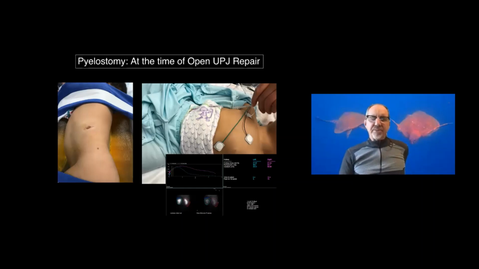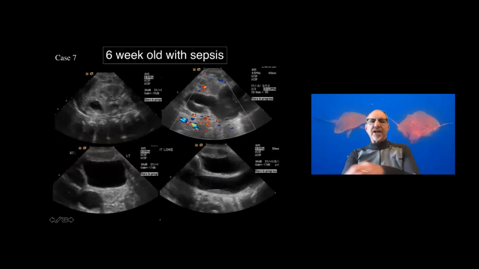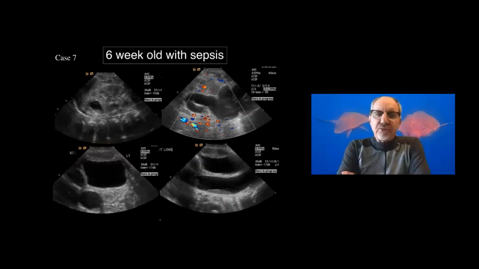I think a nephrostomy tube will decompress the system, but then what do you do? Because you're not going to fix it a few weeks afterwards. This way it takes all the pressure off the patient, the family, as well as yourself, and allows for excellent long-term success. All right, here's a 6-week-old with sepsis.